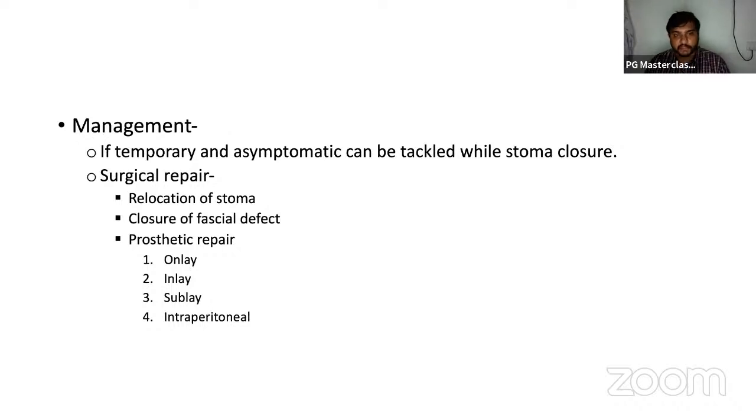Management: if temporary and asymptomatic, it can be tackled with stoma closure. If surgical, while we go for stoma closure, we can repair the defect. Surgical repair can be divided into three types: relocation of the stoma, simple closure of the aponeurotic or fascial defect, and prosthetic repair. Prosthetic repair can be onlay, inlay, sublay, or intraperitoneal.